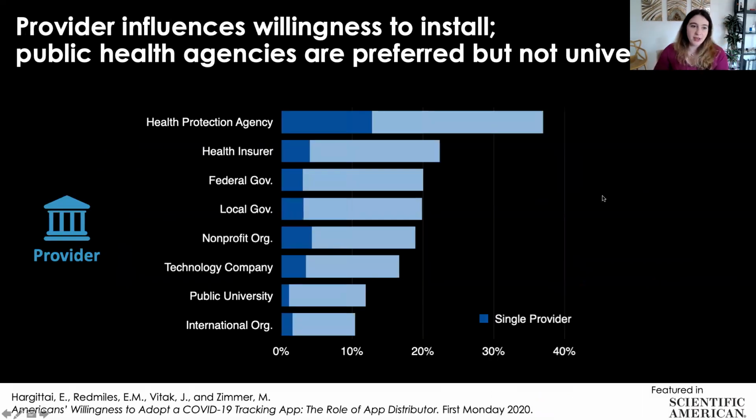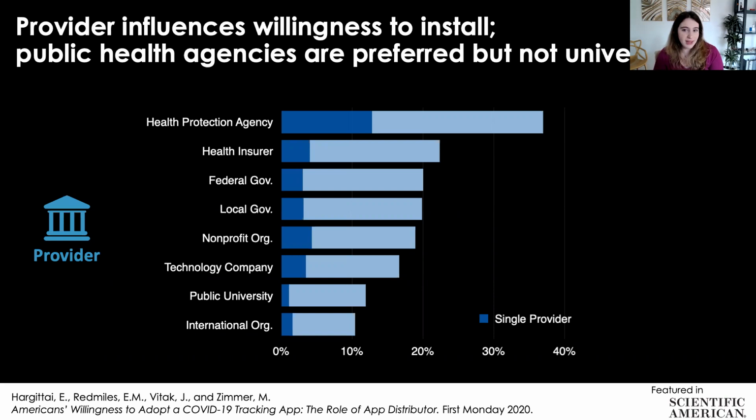Diving a little bit deeper here, when we think about the provider, what we find is that at least in the United States, there was not a universal preference for any one provider. So what you see here in this chart is in dark blue, the proportion of folks who were only willing to install an app from that provider, and in the light blue, folks who are willing to install an app from that provider as well as others. So the largest proportion of people were willing to install an app from a health protection agency, but that was still just under 40%.